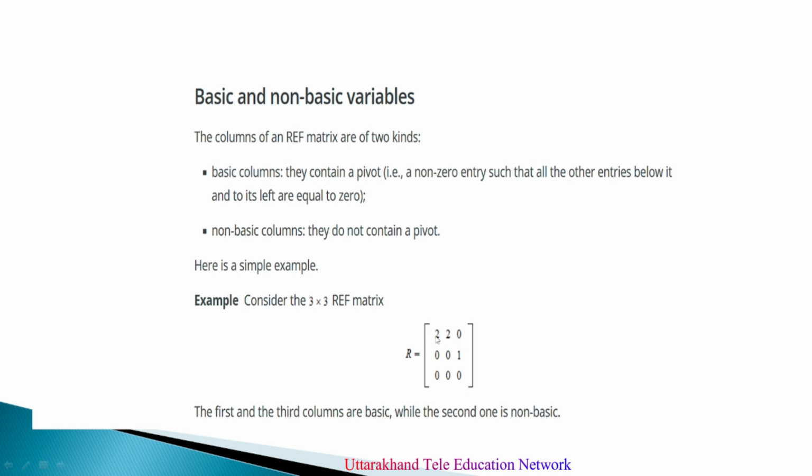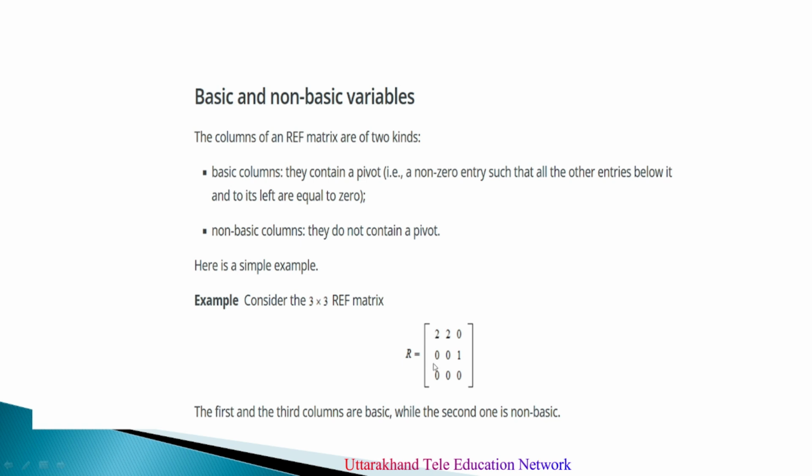Just see, if we talk about the basic column, here we are saying that the first column, the basic column, has two non-zero entries here, and below it all are zeros, and on the left of it all are zeros, because no elements are found on the left side, so we assume it is 0. So this is basic.